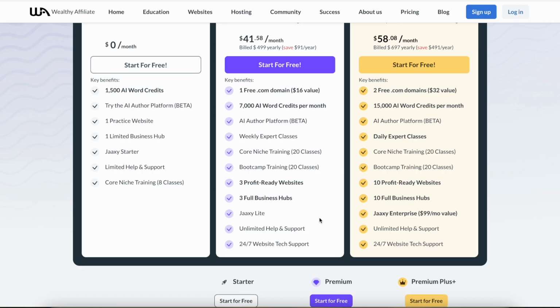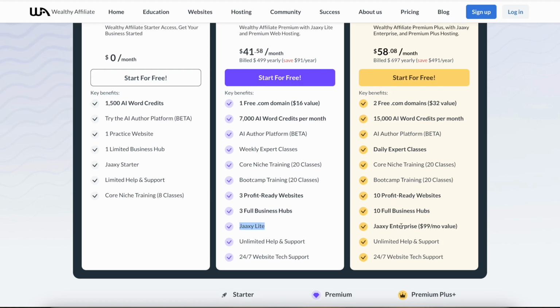Now, in the premium plan, Jaaxy helps you do basic keyword research, so it's called Jaaxy Lite. But if you want all the bells and whistles to give yourself the best chance of being found in search results, then Premium Plus would unlock those tools for you, and it's called Jaaxy Enterprise. So this would really give you that edge that you need to beat your competition.